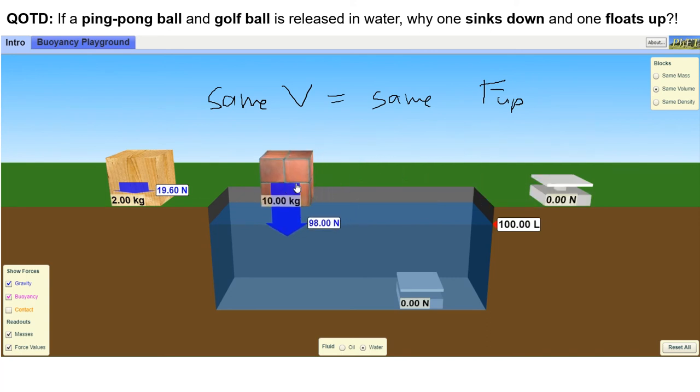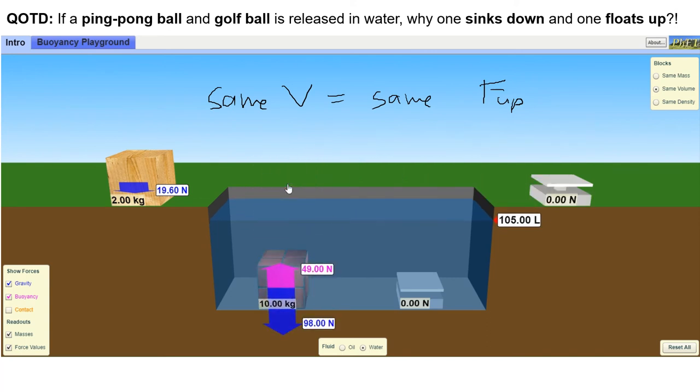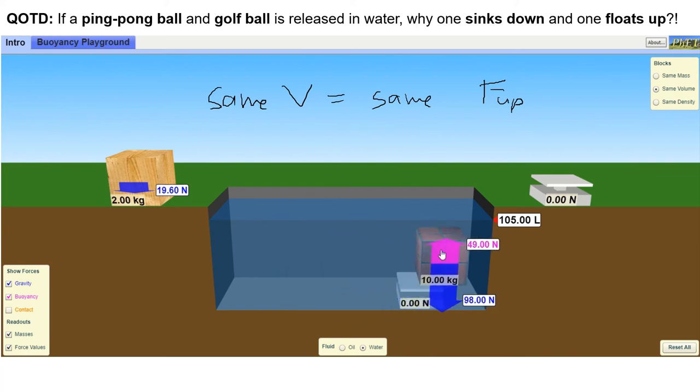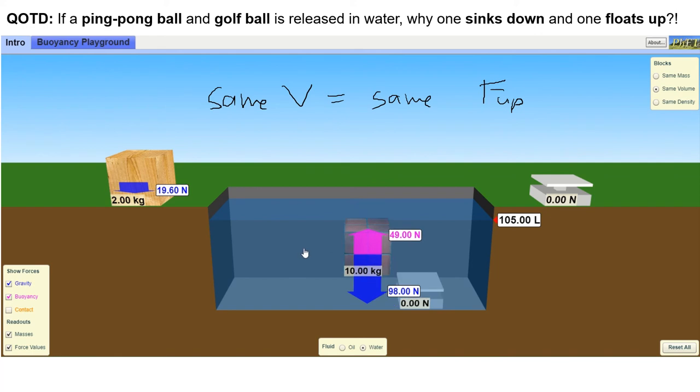So if I drop this block in, it will have a weight of 98 and an upthrust of 49. So what's the net force there? Let's put this on the scale in the water. Oh, so the resultant will be downwards 49, because 98 minus 49. So this thing is going to sink.